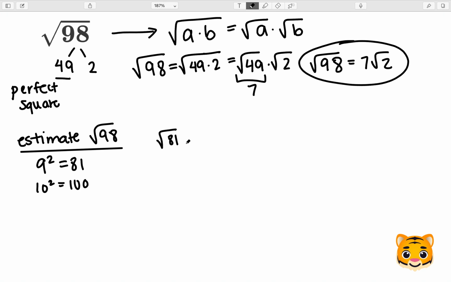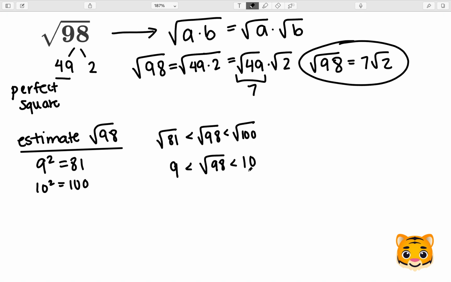So we can write the following inequality. The square root of 81 is less than the square root of 98, which will be less than the square root of 100. Because 9 squared is 81, the square root of 81 will be 9. And because 10 squared is 100, the square root of 100 will be 10.